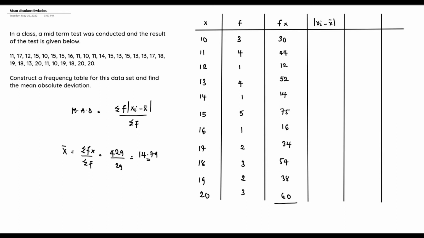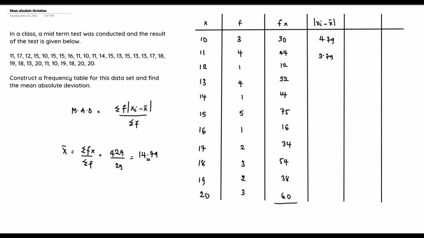So 10 minus 14.79 is minus 4.79, but because we have a modulus sign, minus 4.79 becomes 4.79. The next is 11 minus 14.79, and that gives us minus 3.79. But because of the modulus sign, we have 3.79. So let's work with 12.